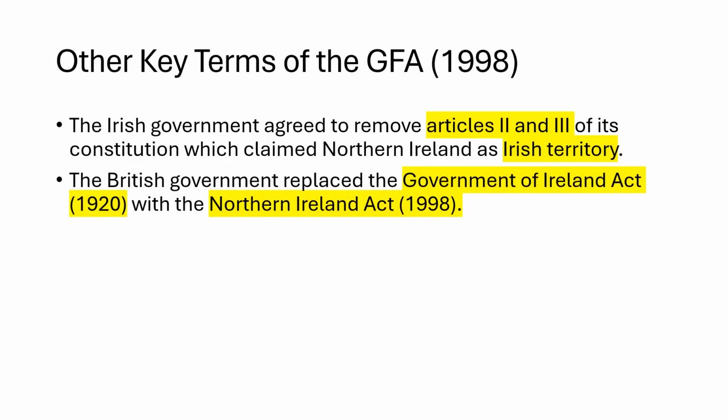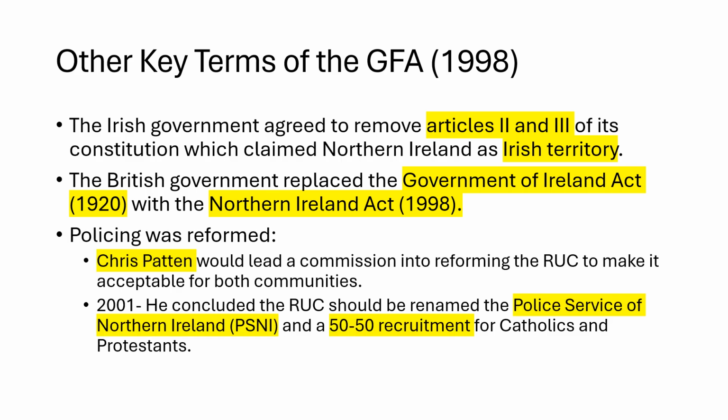The British government then replaced its old Government of Ireland Act from 1920 with a new Northern Ireland Act of 1998. Remember, an Act of Parliament is just a law. So the law that was created in 1920 for the Government of Ireland, specifically meaning the Government of Northern Ireland there, has been replaced with a new Northern Ireland law passed in 1998.